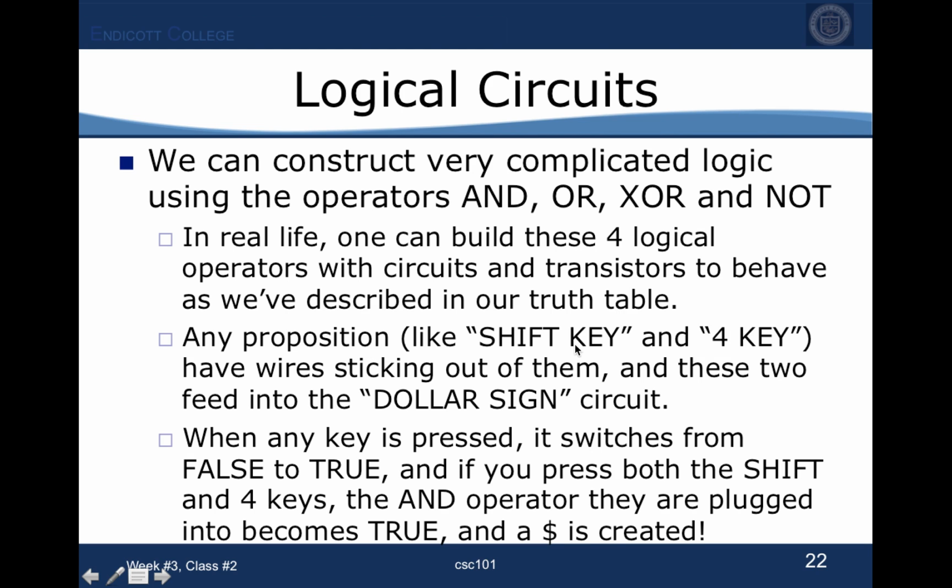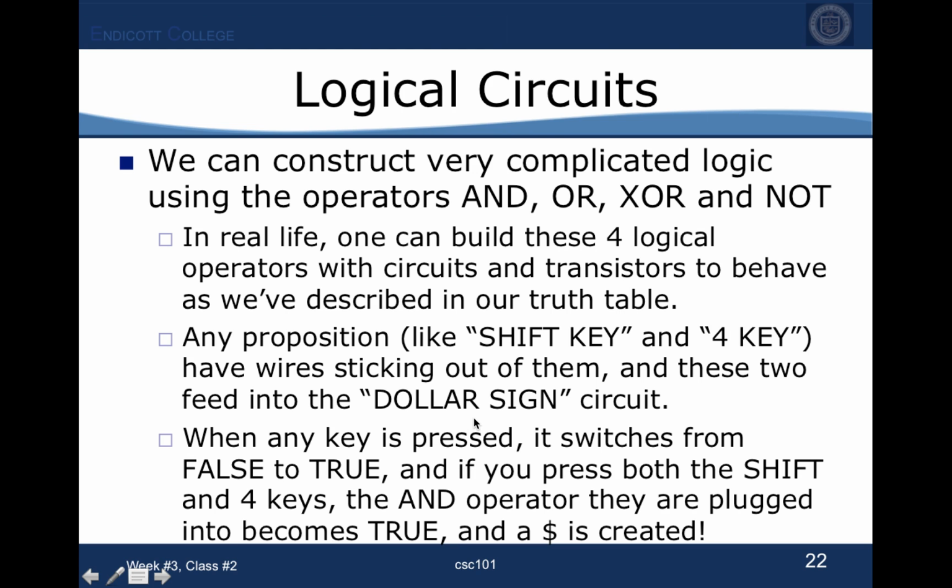So for example, any proposition, like we'll keep using this dollar sign example, the shift key and the 4 key, well, there's wires, as you probably know if you've ever broken a keyboard. Connected to the bottom side of the keys on the keyboard are wires. And when the key is not pressed, those are turned off. In other words, those are false. So is the shift key pressed? Is the 4 key pressed? Well, if you're not pressing them, then false. Those are both false propositions. But when you push the keys, the false turns to true.